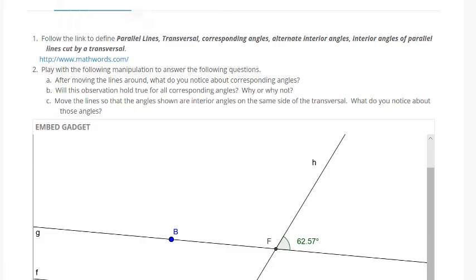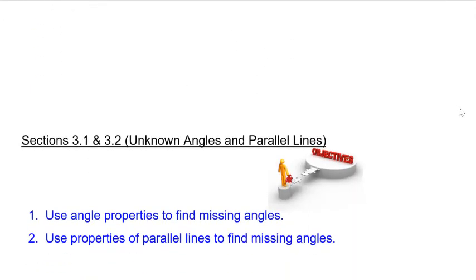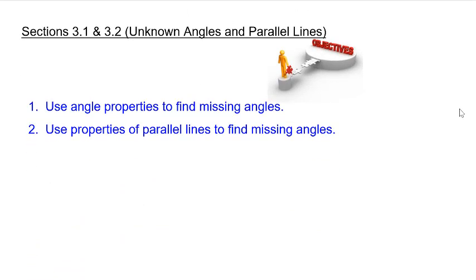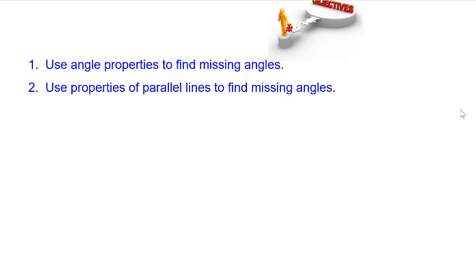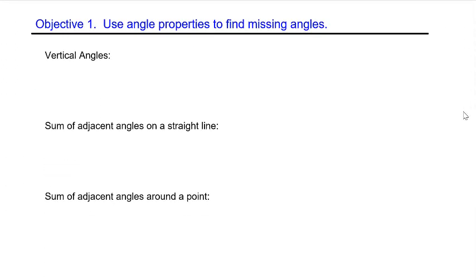Let's go back to our notes here, and we are going to review a couple things that we know. We're going to review using angle properties to find missing angles, and then use properties of parallel lines to find missing angles. So really quick review here. I'm going to review what vertical angles are. If we have two lines that intersect, their opposite angles are congruent, so A is equal to B.